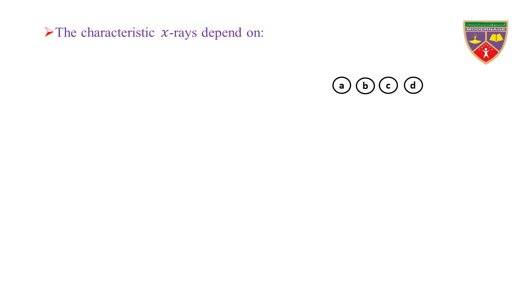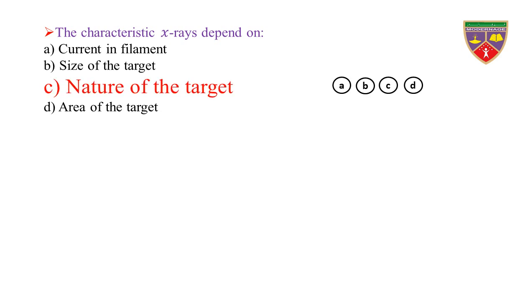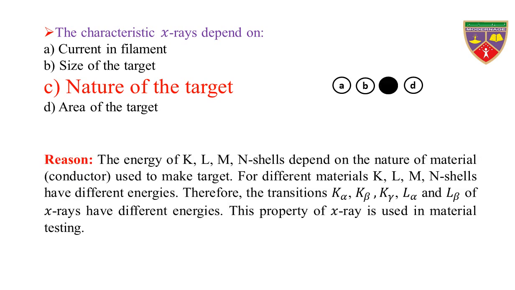The characteristic X-rays depend on: option A, current in filament; option B, size of the target; option C, nature of the target; option D, area of the target. The key is nature of the target. Therefore, the correct option is C.